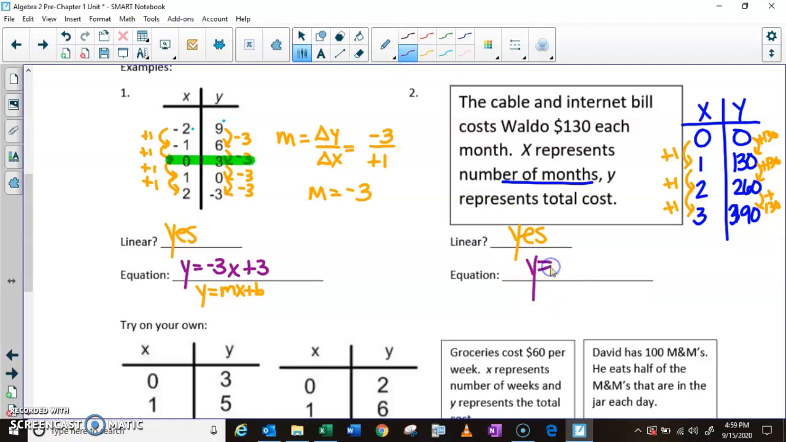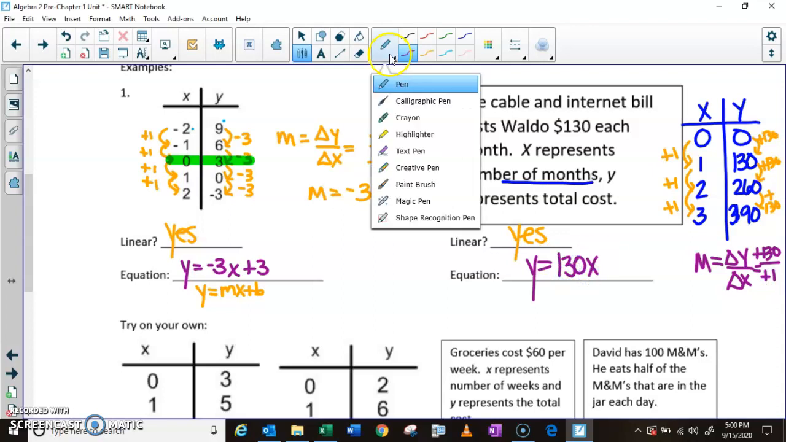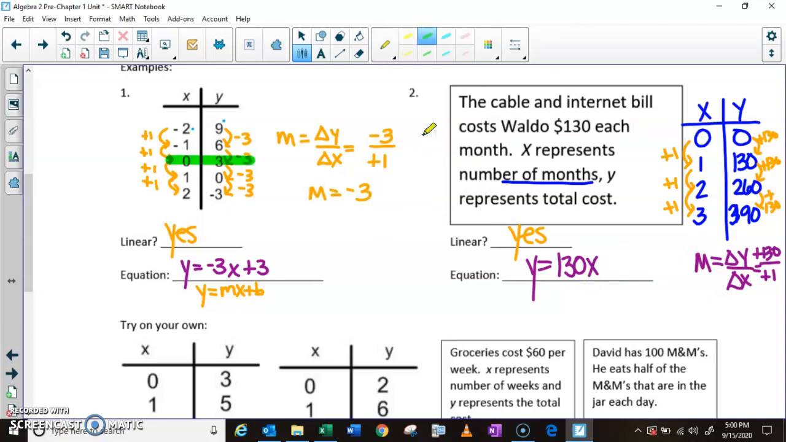So now time for my equation. So Y equals, so my slope is the change in Y over the change in X. So my change in Y was adding 130. The change in my X column was positive 1. So 130 divided by 1 is 130. X plus my B value, my beginning value in this case. When X is 0, Y is 0. So plus 0, but we know we don't write a plus 0, so my equation is Y equals 130X.